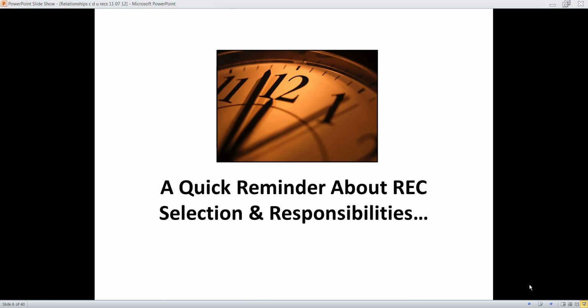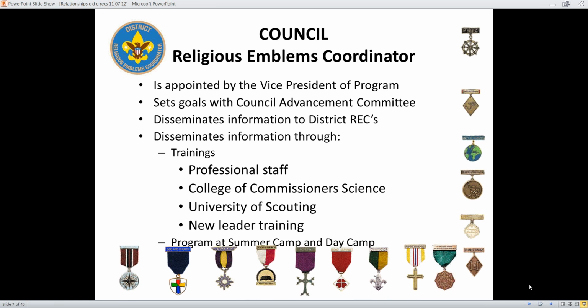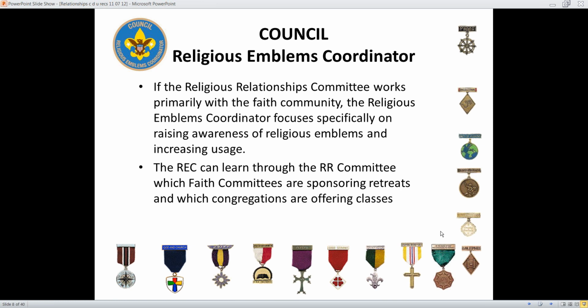But I thought I might start with a quick reminder about Religious Emblem Coordinator selection and responsibilities, because we're going to be dealing for the vast majority of this on how you can coordinate council, district, and unit. So let's think for a moment. The Council Religious Emblems Coordinator serves on the Council Advancement Committee and is appointed by the Vice President. Now that may be done differently in some councils, but that's the suggested plan, and they work with this committee to set the goals for religious emblems, and then of course they want to coordinate and disseminate that information to the district RECs, and they do that in a variety of ways: through training of various sorts, professional staff, College of Commissioner Science, University of Scouting, new leader orientation, new leader training, even programs at summer camp and even camporees. So there are a variety of ways of doing that.